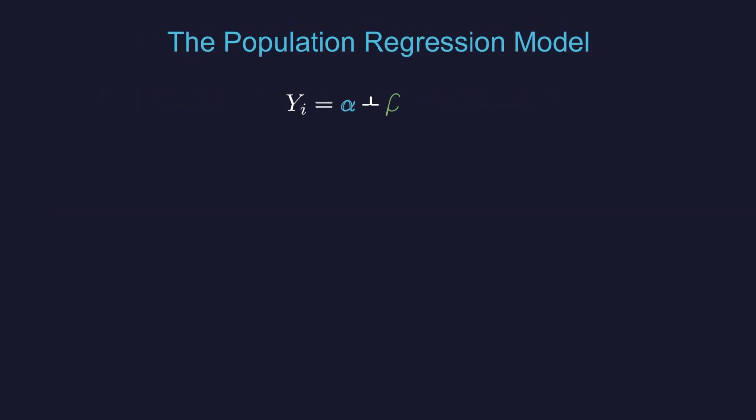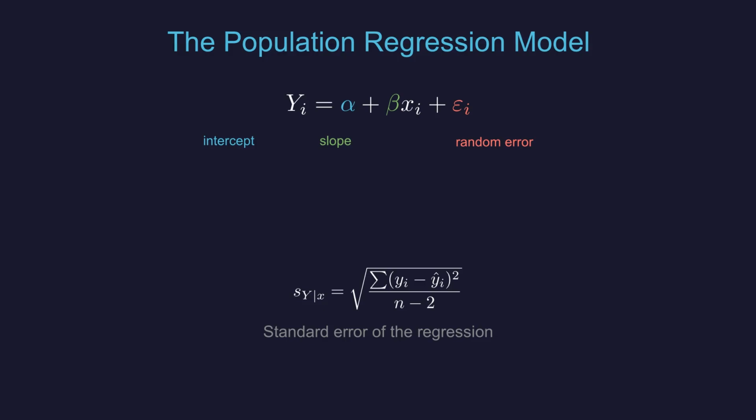The population regression model says each observation, yi equals alpha plus beta times xi plus a random error epsilon i. Alpha is the population intercept. Beta is the population slope we want to test, and epsilon is random variation. The standard error of the regression estimates how much the actual values scatter around the fitted line.